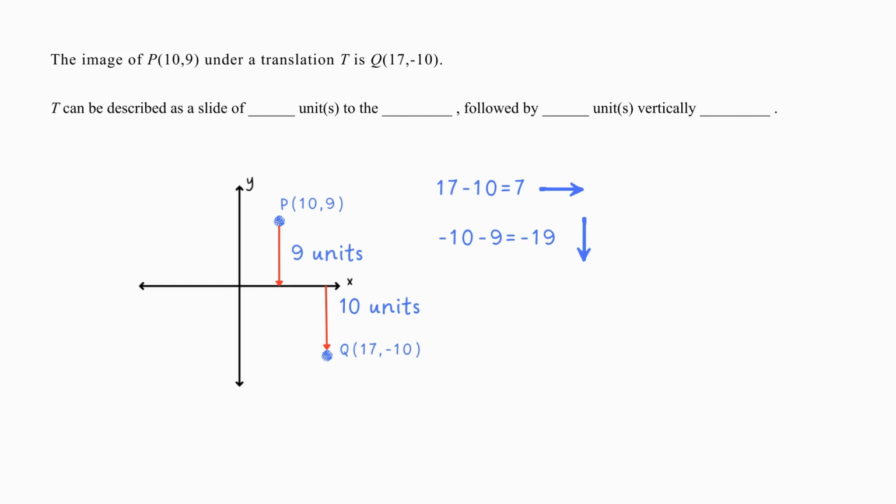When we put it all together, the translation T is described as a slide of 7 units to the right, followed by 19 units vertically downwards.